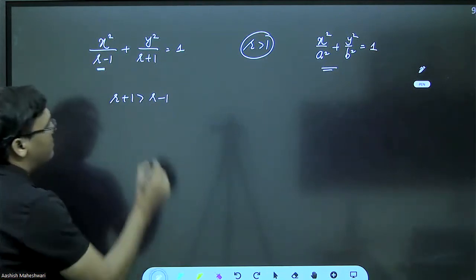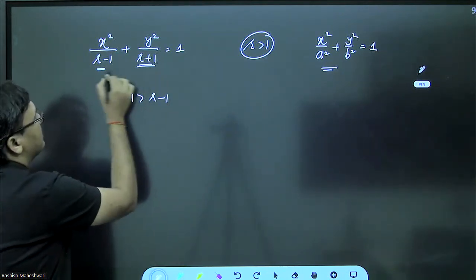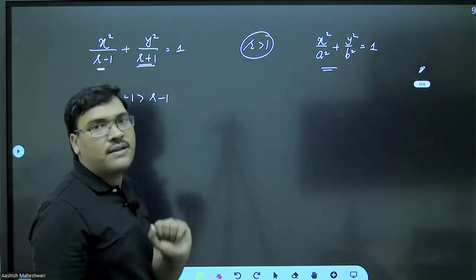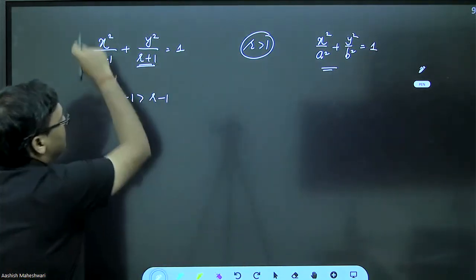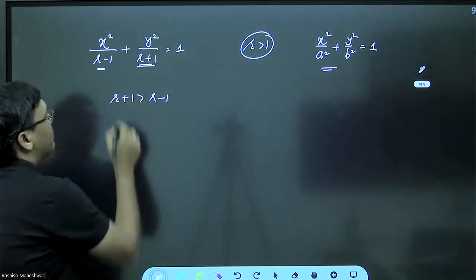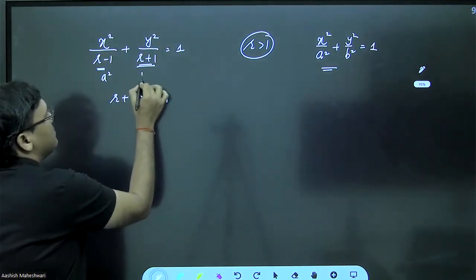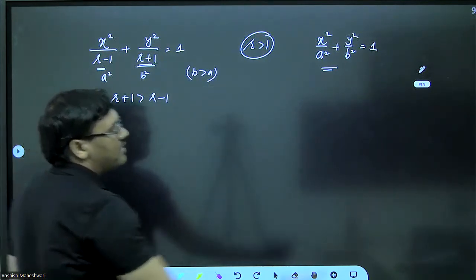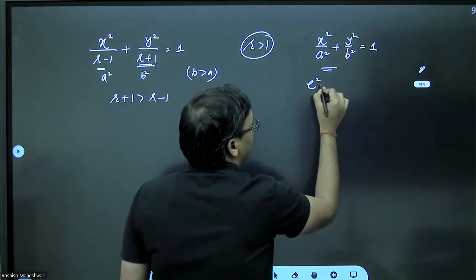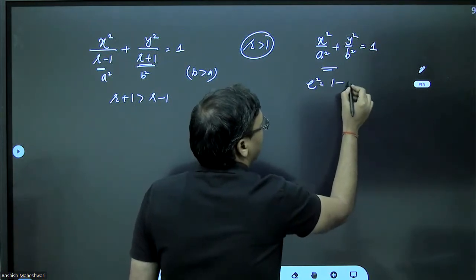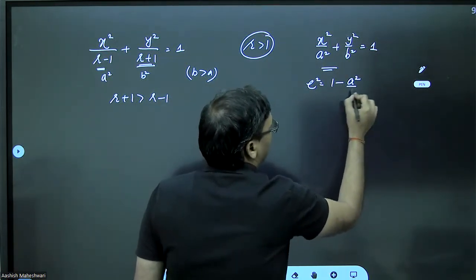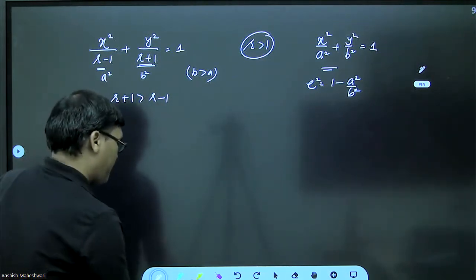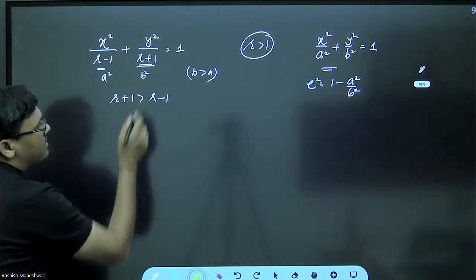So now see, if you have seen that this quantity is greater than this, that means this is a vertical ellipse, because in this case B will be greater than A. So for this particular question, this is A square, this is B square, B is greater than A. Now what is the eccentricity if B is greater than A? This is E square is equal to 1 minus A square by B square if B is greater than A.